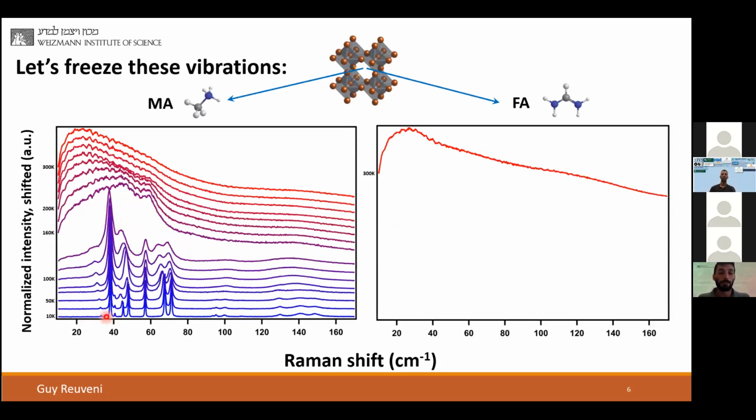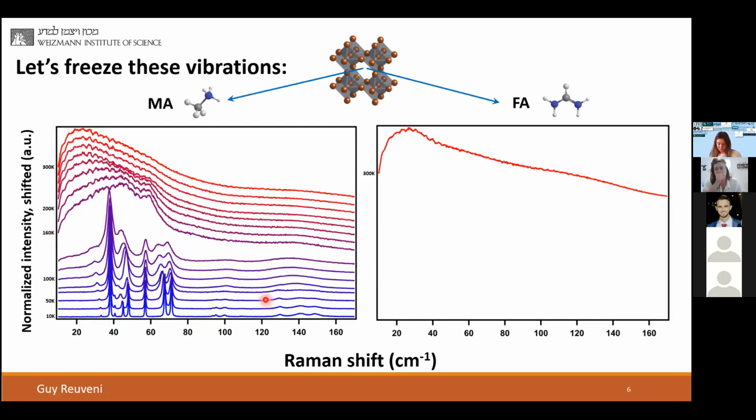And when we go down, I want to focus at the 10 Kelvin spectrum down here. We see the very well-behaved, separated peaks that we know from a normal behaving crystal.